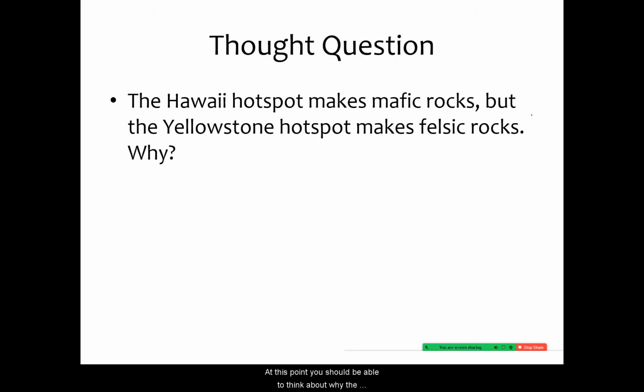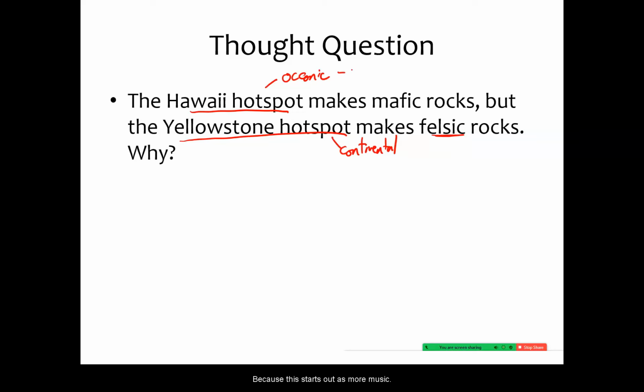So at this point, you should be able to think about why the Hawaii hotspot would make mafic rocks and why the Yellowstone hotspot would make felsic rocks. Why is that? These are both hotspots, but this one is over oceanic crust, and this one is over continental crust. So because this starts out as more mafic, because this starts out as more felsic, because the rising magmas are mixing with different amounts of those, the rocks that result from both of these are going to be slightly different, even though the ultimate source of heat are both hotspots.